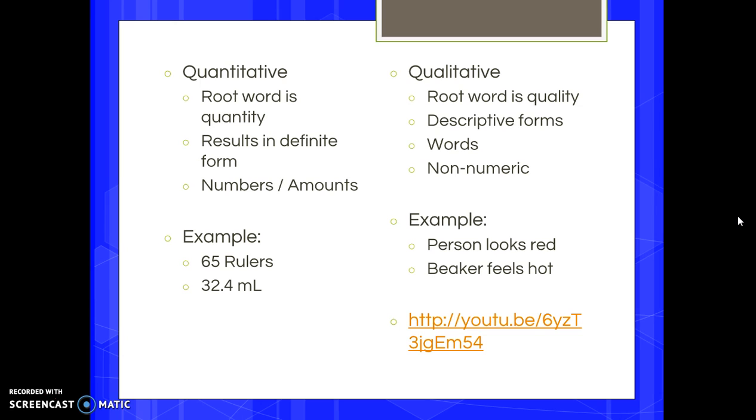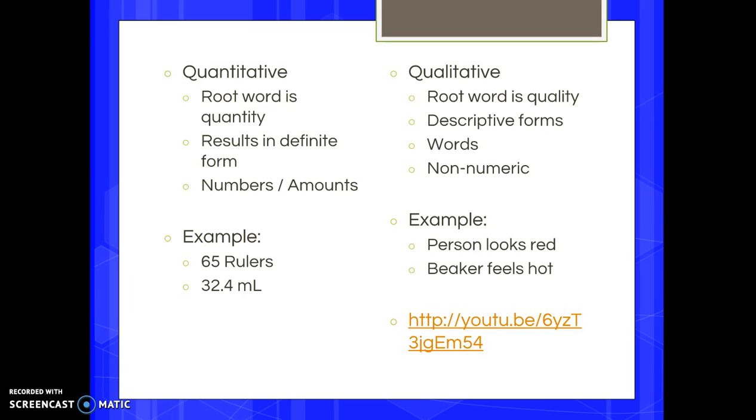Quantitative, if you look at the root word, it's quantity. Results are in a definite form, meaning they have numbers with them. So numbers or amounts. Example, 65 rulers, 32.4 milliliters. If I take your temperature and your temperature is 102 degrees Fahrenheit, that is a quantitative measurement. Quantity. Think numbers.